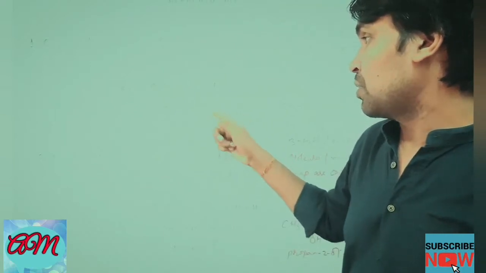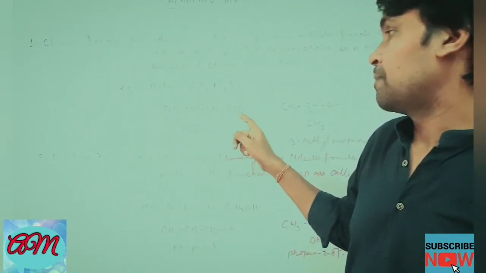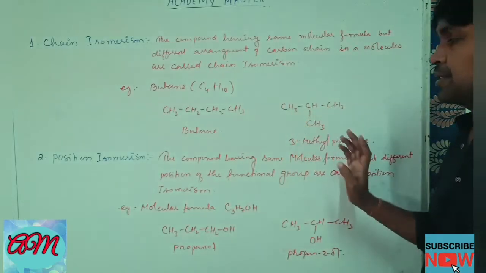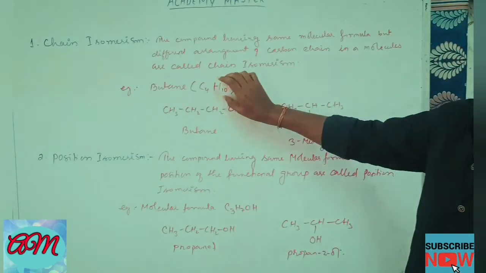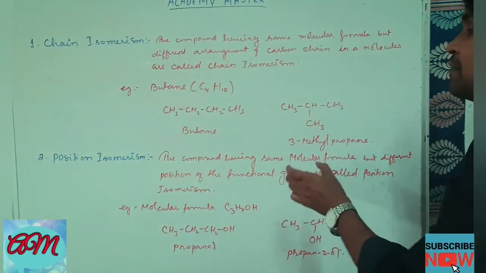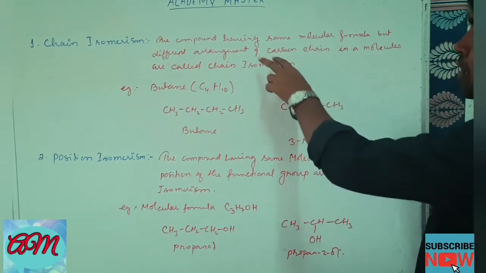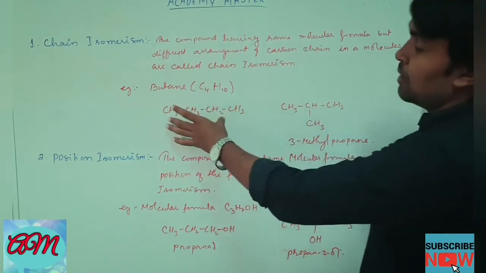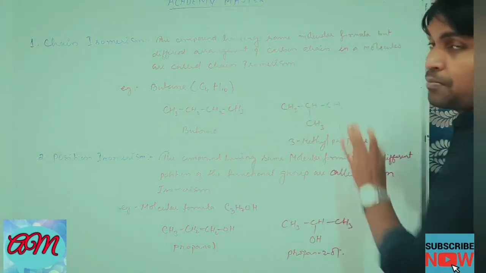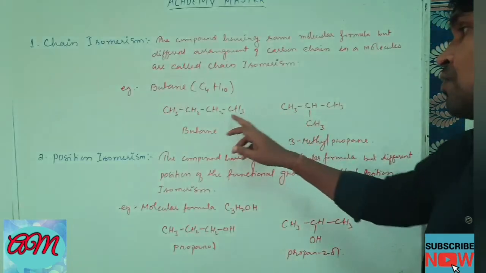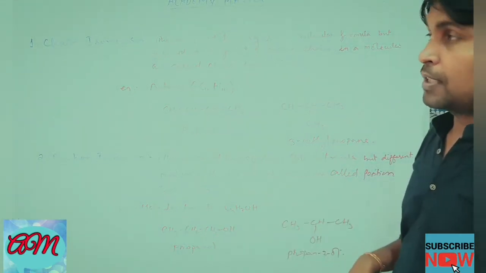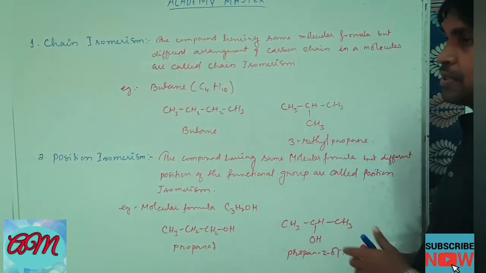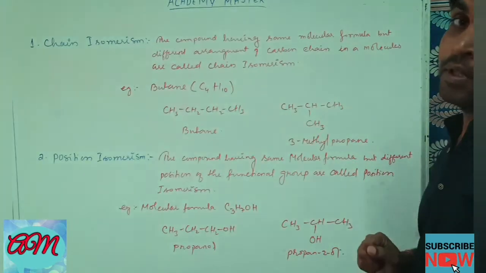If you check their molecular formula, 1, 2, 3, 4 carbons and the remaining hydrogens are 10. Here also 4 carbons, 10 hydrogens. So the molecular formula is the same, but they differ in the arrangement of carbon chain. Here the carbon chain is straight, here the carbon chain is branched. So these two isomers will be under chain isomerism.